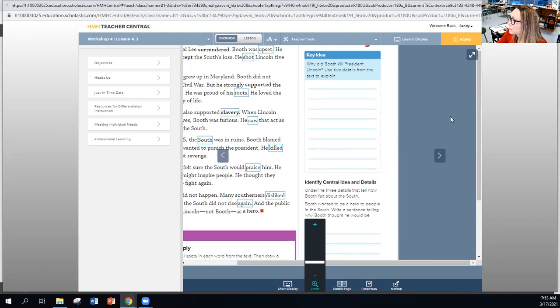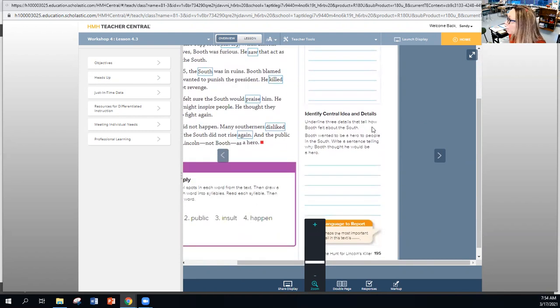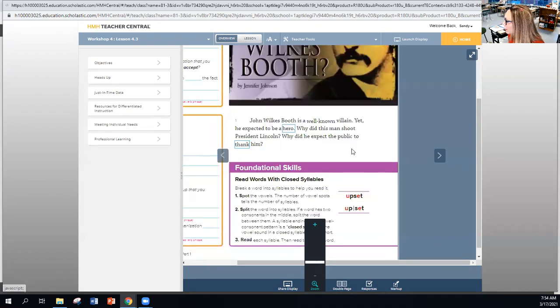Use two details from the text to explain. And then underline three details that tell how Booth felt about the South. After you do that, then you'll have enough to answer this question. Booth wanted to be a hero to people in the South. Write a sentence telling why Booth thought he would be a hero. Okay. So let me get back to the prior page.